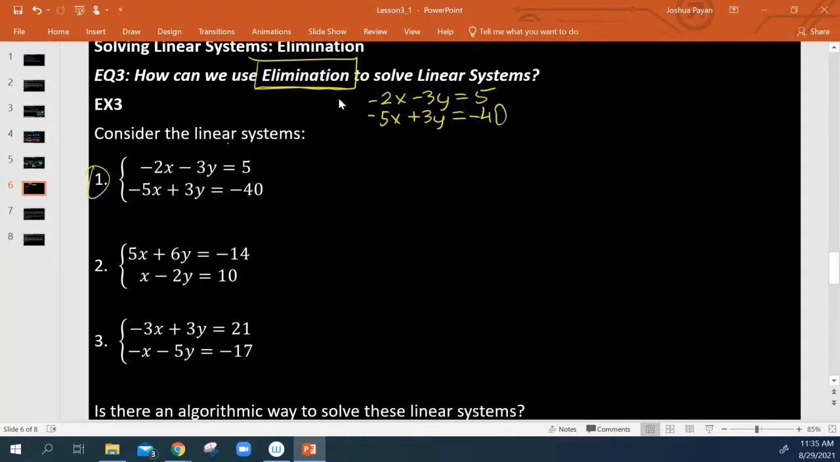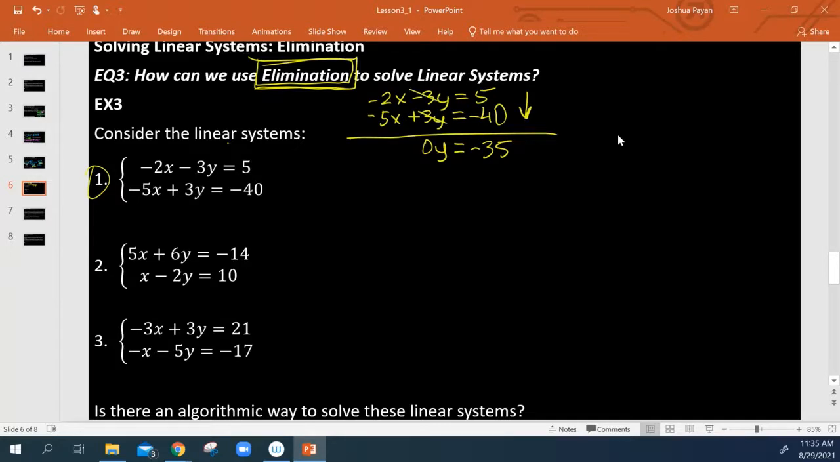What you want to do with this algorithmic method of solving systems is look for where you can cancel or eliminate a variable. In this case, the minus 3y and the plus 3y, they would combine to give me 0, right? So you can think of it as like an addition problem, right? So combine down, so 5 combined with negative 40, well, that's negative 35. Negative 3y combined down with positive 3y, well, that's 0y, or just 0. We can say that it's just gone.